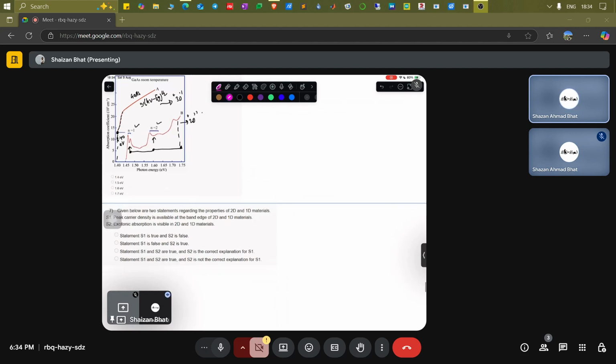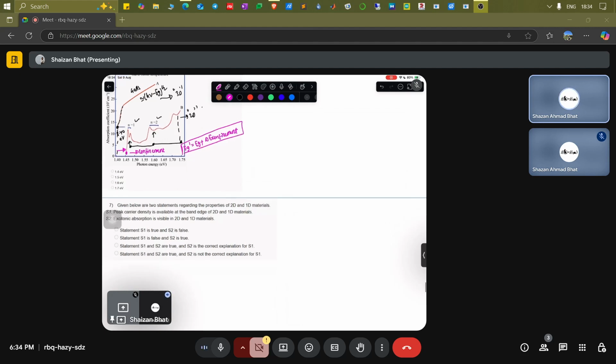And you see that this particular edge has shifted from 1.4 towards this end. This is because of confinement. So that's why the overall band gap is now Eg plus delta E confinement.